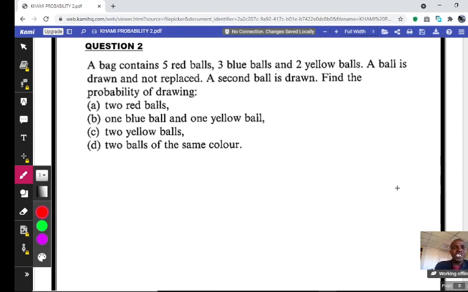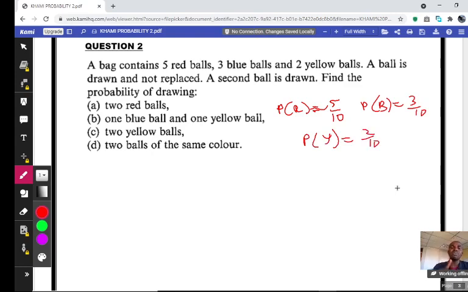So let me draw the tree diagrams, but before that, let me write the probabilities. The probability of red will be 5 over total. Total is what? 5 plus 3 plus 2, which is 10. Then the probability of blue will be 3 over 10. The probability of yellow is equal to 2 over 10. Please don't simplify these probabilities. In probability, you only have to simplify the final answer. Because if you simplify these, trouble.